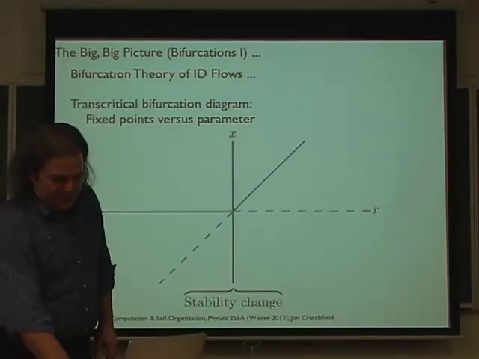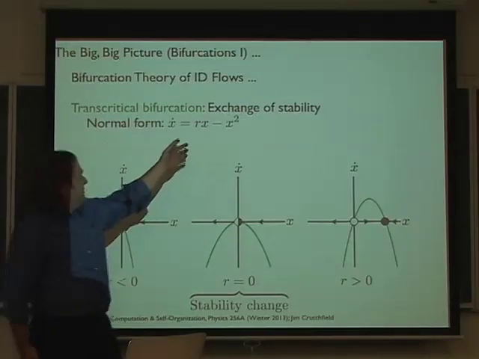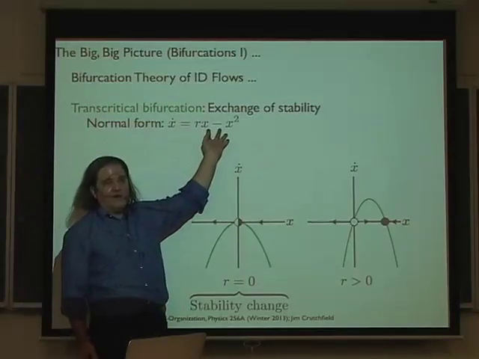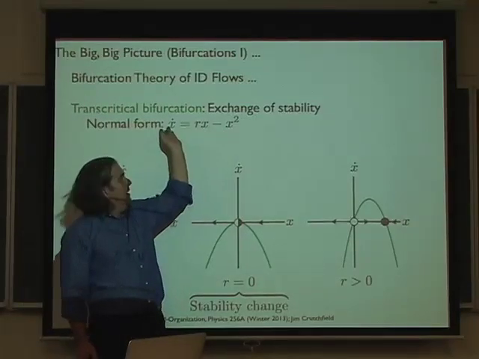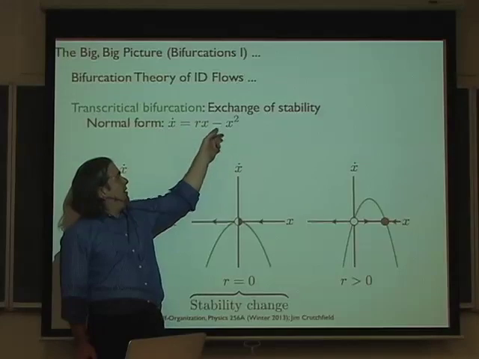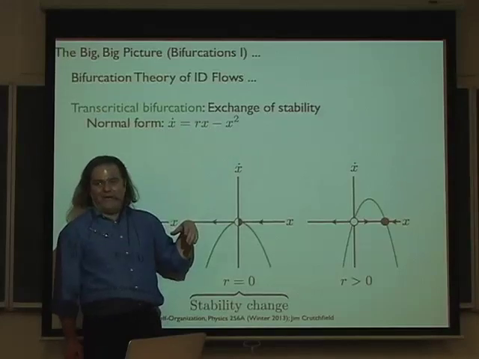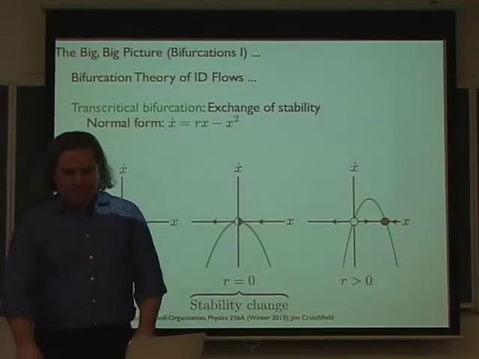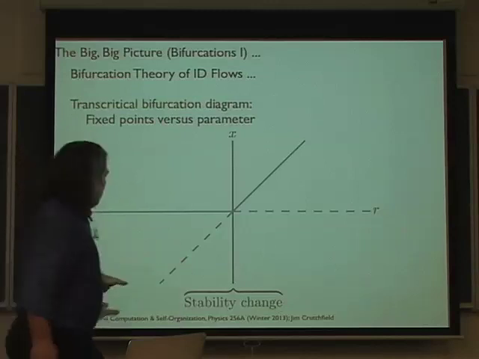Why are they linear functions? Well, x dot equal to 0, I already know one of the solutions, x equals 0. I factor that out, and then I just have to find out where r is equal to x. Okay, so that describes this other thing coming in.